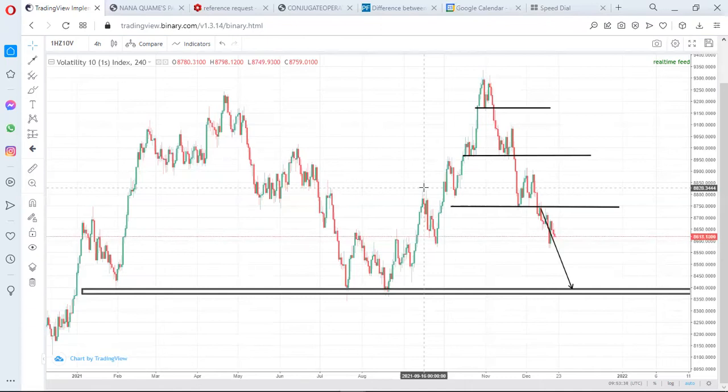For today, we're not going to do much. We're just going to look at how to calculate pips. So we're going to start with Volatility 10 (1s). That's what we're going to start with.